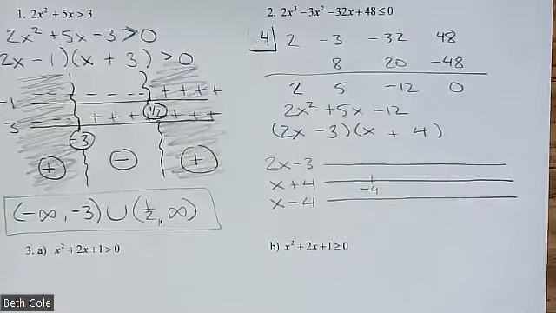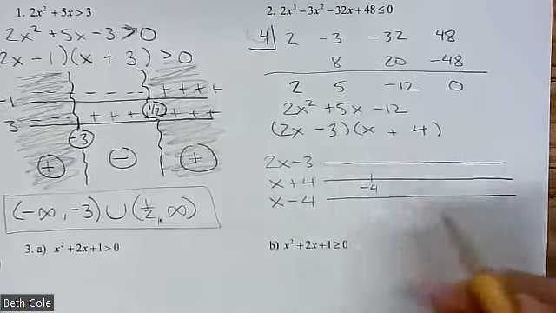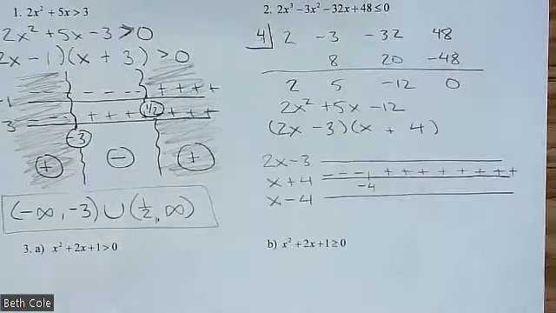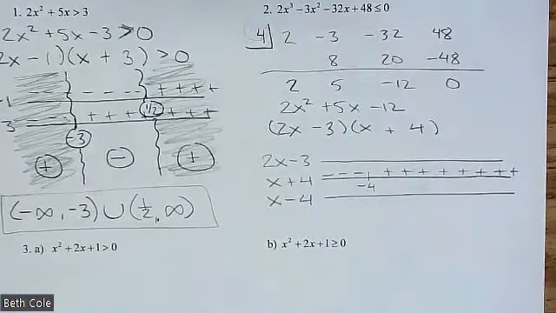And remember, if nothing weird happened, and you will know if something weird happened, I have some examples on here where something weird happens. You'll go, huh, that was weird. If nothing weird happened, it's going to be negative and then turn positive. And I'm just trying to save you some work. That's all. You can always pick a test number like I showed you.